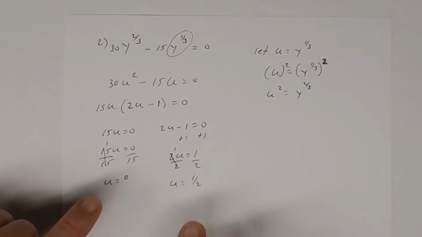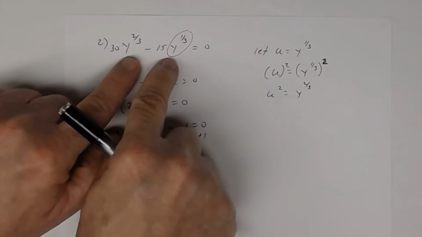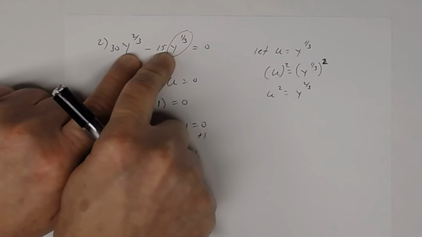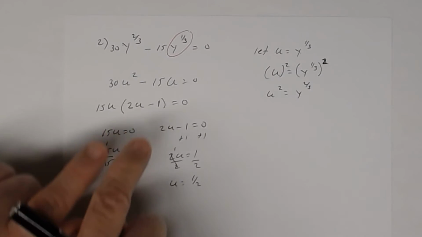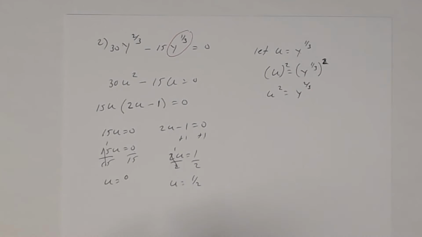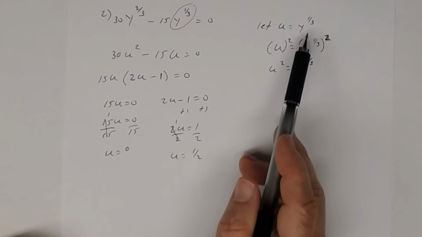Now just as in the previous problem, remember you solve for u, right? That's this equation right here, but remember your original equation had the variable y. So now you have to solve for the variable y. Okay, so now we're going to go back and resubstitute. So remember what we let u equal. Remember u was y to the 1/3.